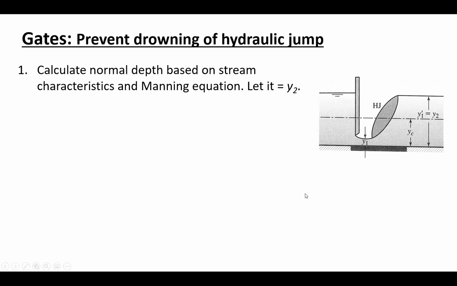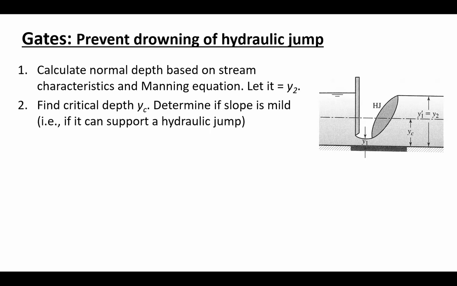And so that's one way to prevent the hydraulic jump from drowning, is just to make sure that the gate isn't opened too much. Because the more you open that gate, it's going to reduce the depth of the downstream hydraulic jump and bring the jump closer to the gate. There's a process we can go through to make sure that the jump isn't drowned.